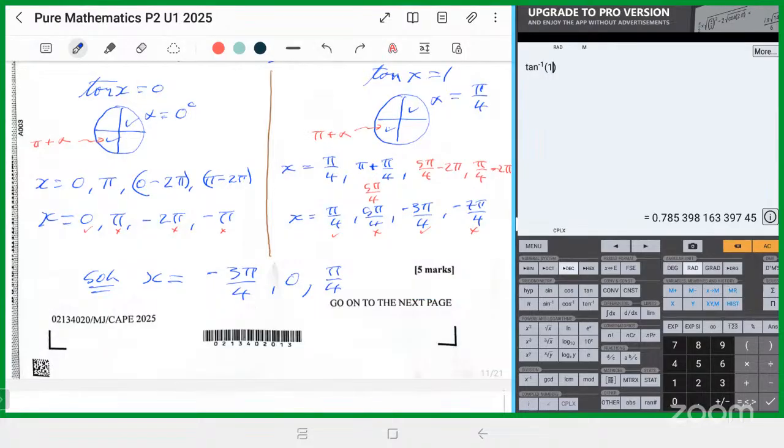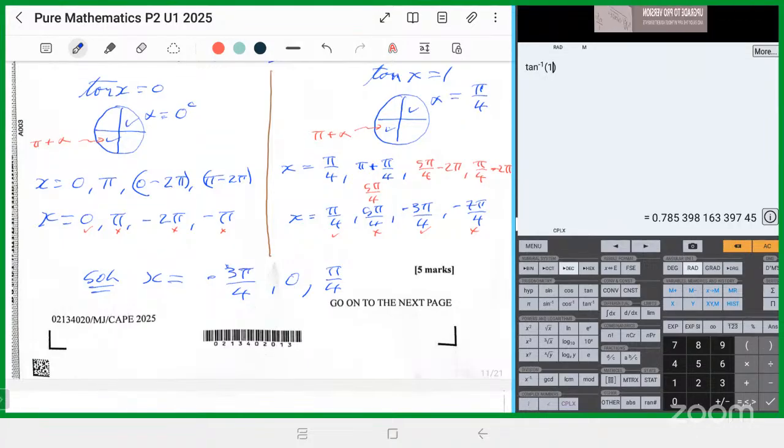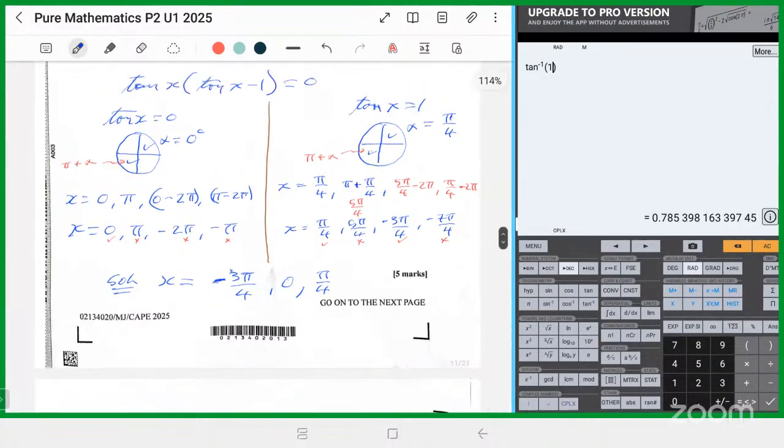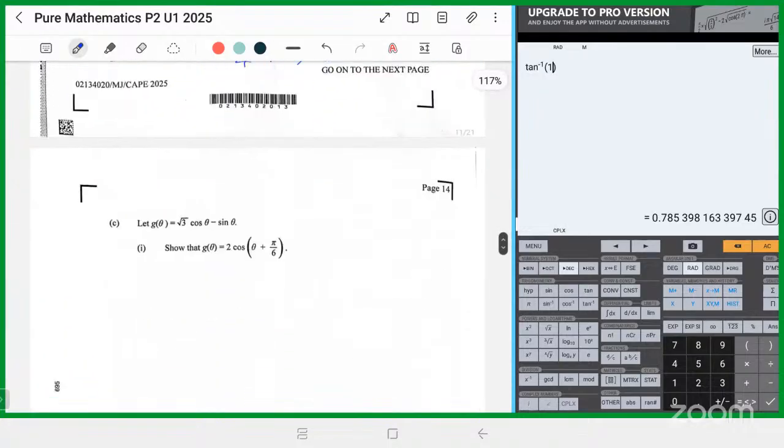There you go. Something that's an easy question. That's a lot of marks for that. Don't forget that one. Some people got a little bit more than I thought it would. Minus 3 pi by 4, 0 and 5 pi by 4. That's the solution. Next question.